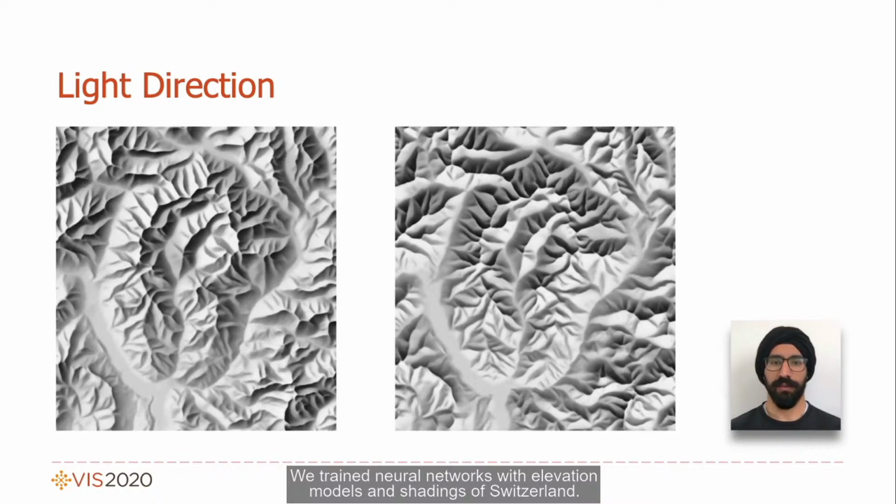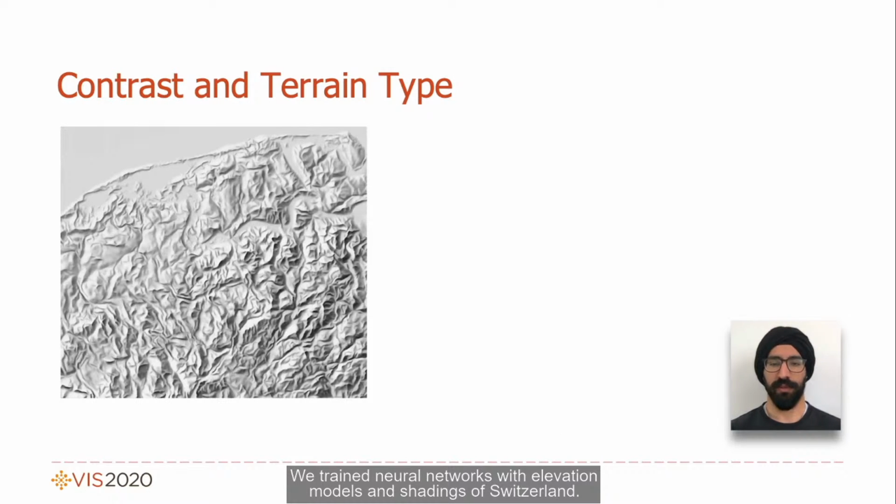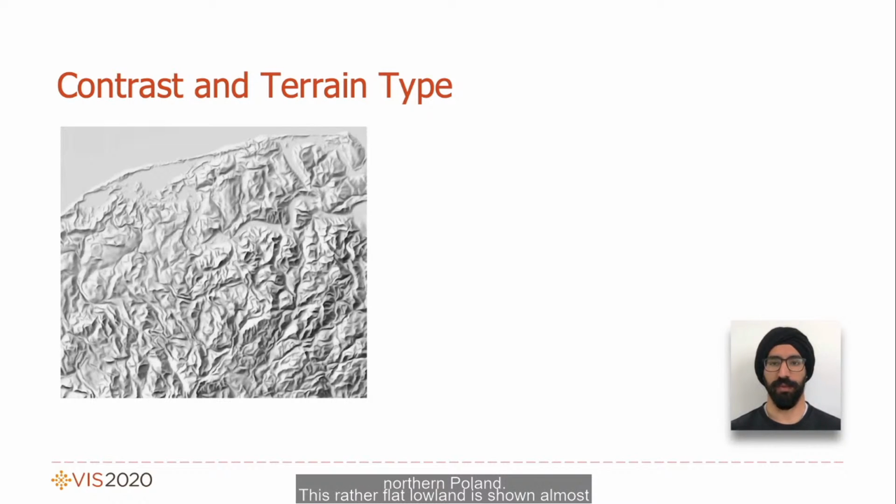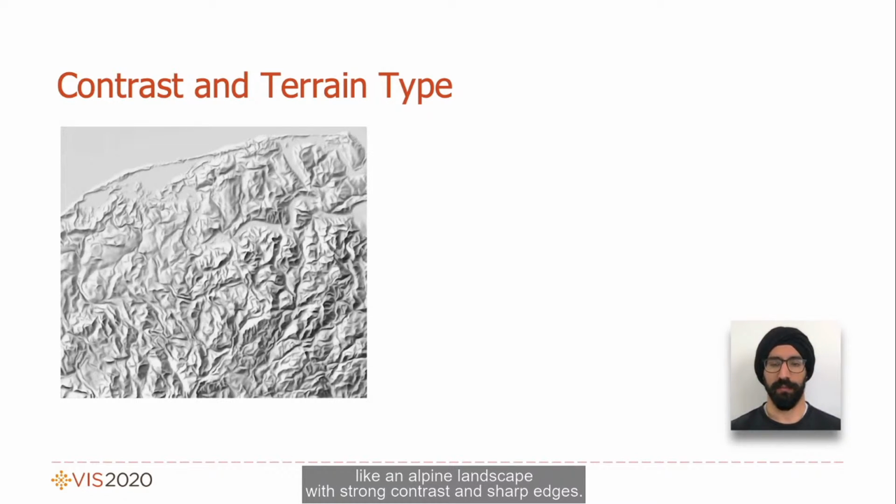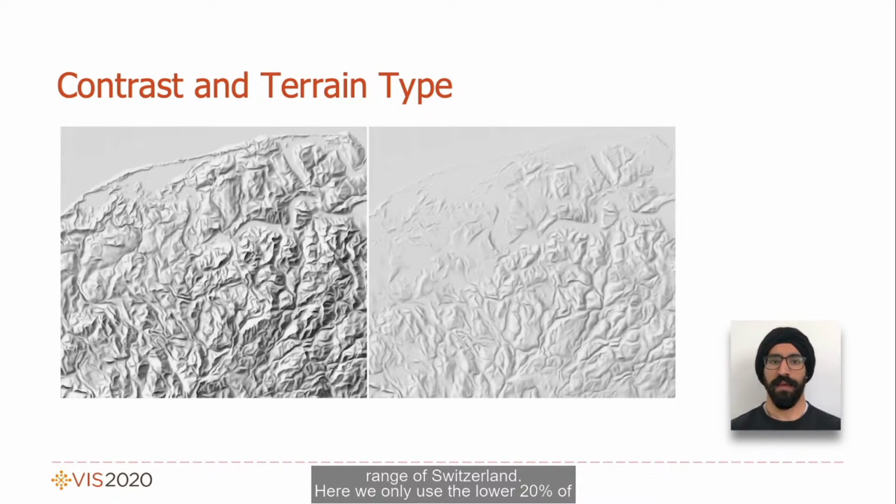We train neural networks with elevation models and shadings of Switzerland. Here is what happens when we apply one of our networks to the lowlands of northern Poland. This rather flat lowland is shown almost like an alpine landscape, with strong contrast and sharp edges. This happens because the elevations of this lowland are scaled to the elevation range of Switzerland. Here we only use the lower 20% of the possible elevation range. As you can see, contrast in the shaded relief is reduced, and the lowlands are more accurately portrayed.